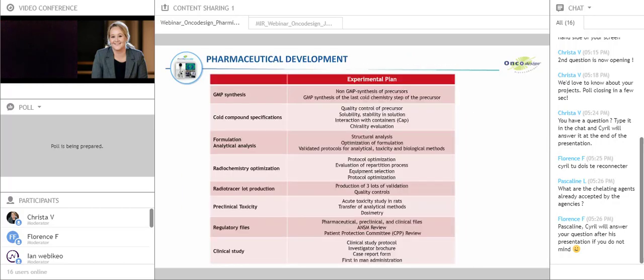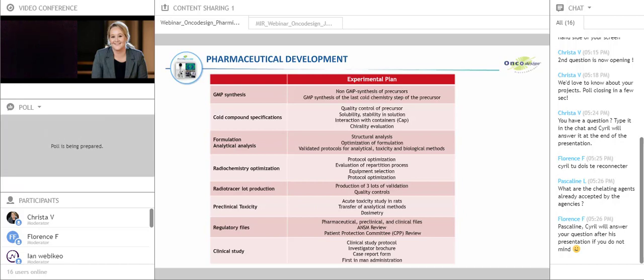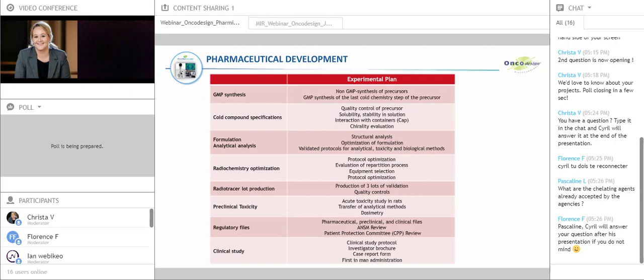You have to prepare the GMP synthesis. You have to do cold compound specification, formulation, radiochemistry, radiotracer lot production for your IMPD file, preclinical toxicity, of course, the regulatory file, and the clinical study itself. This is not the purpose of this webinar to develop multi-stage. It's just an overview of what needs to be done before you can go to phase 0.